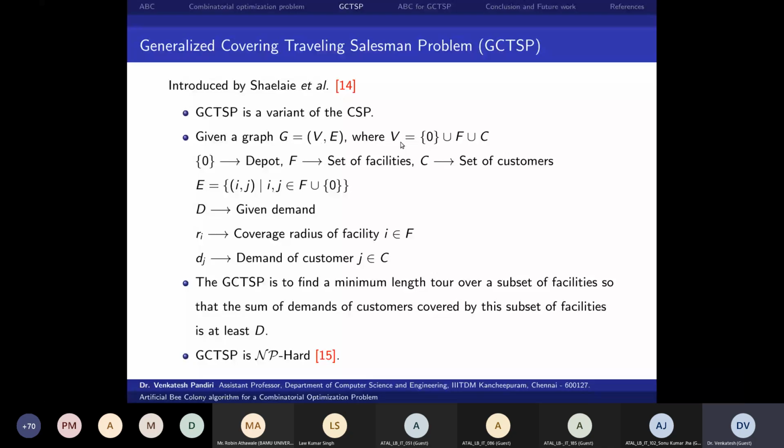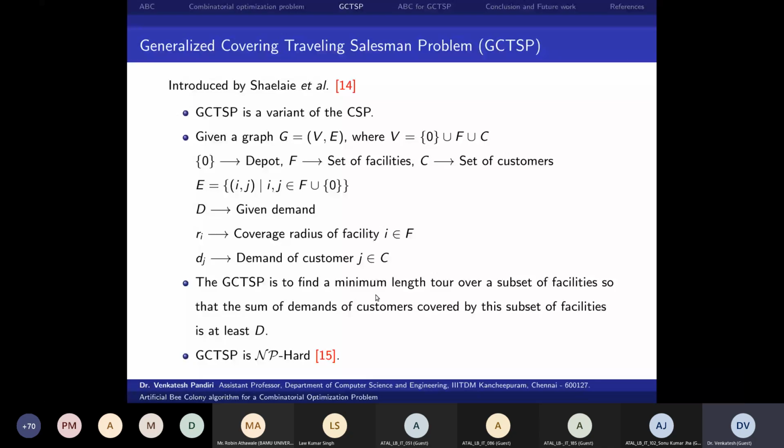In this set of vertices, three categories are there. One is the depot, another is a set of facilities, and another is a set of customers. For this problem, there is a given demand, and there will be a coverage radius associated with every facility, and one demand is associated with each of the customers. This is an NP-hard problem, and solving it requires a minimum length tour over a subset of facilities.